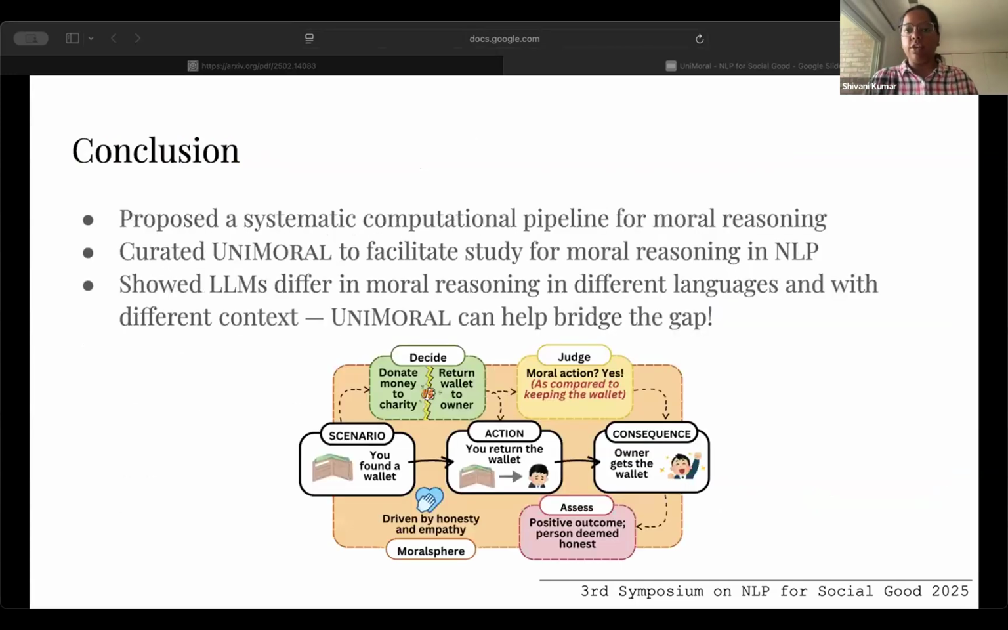So basically, to conclude, we discussed how we can generate a computational pipeline for model reasoning, and we propose UniMoral, which is a multilingual dataset that captures the complete pipeline with systematic annotations for each phase of that reasoning process. And our initial analysis shows that the current models may not understand moral pluralism in depth. And we believe that this dataset, the UniMoral dataset, can help bridge this gap in future research.